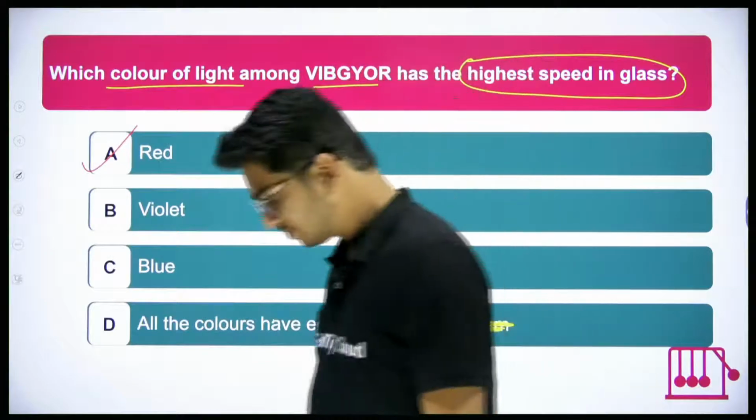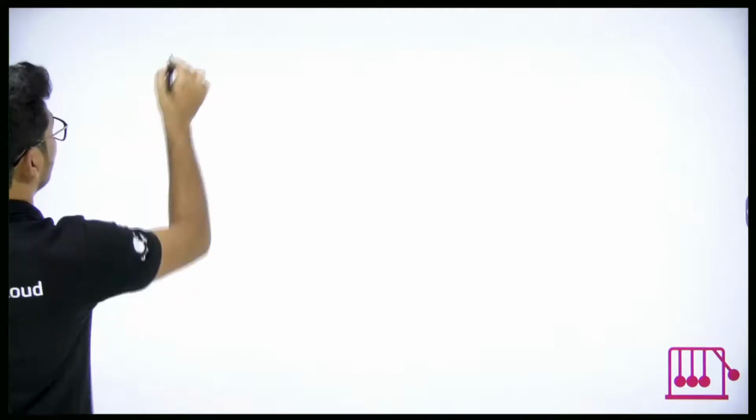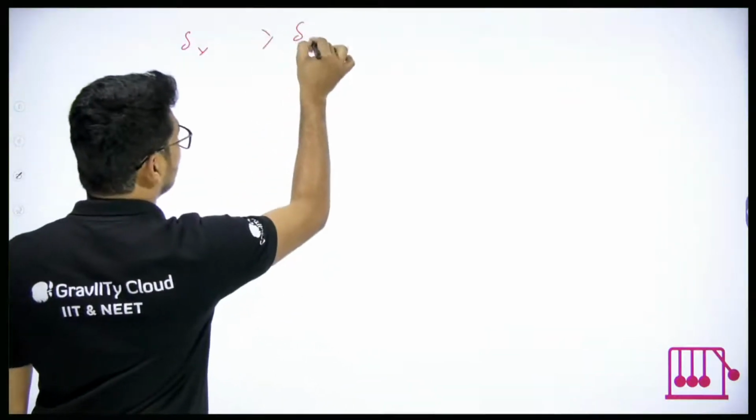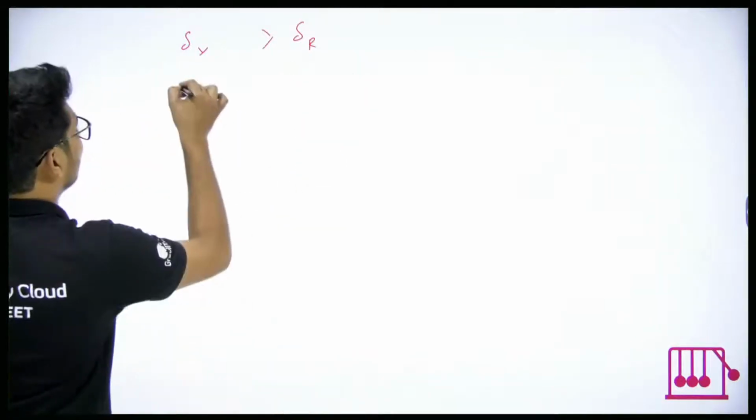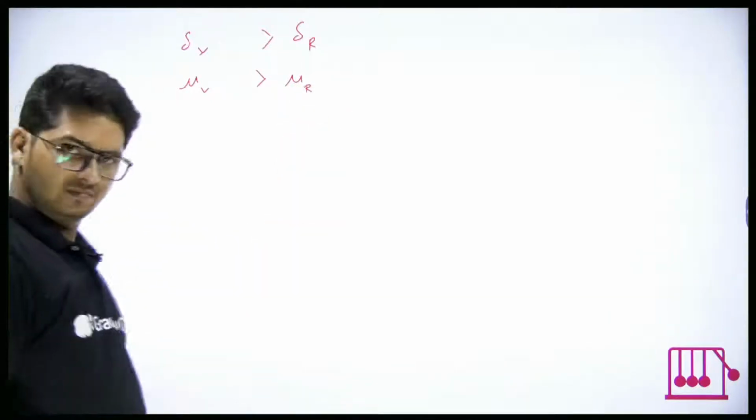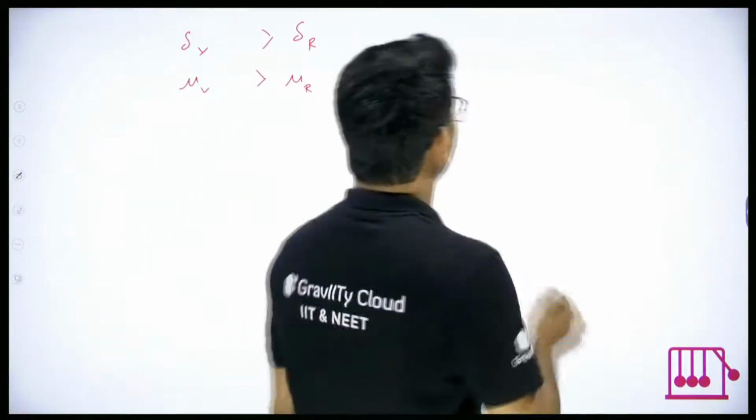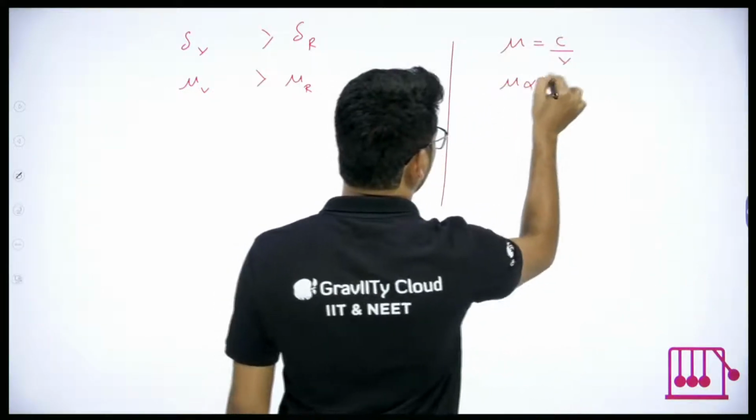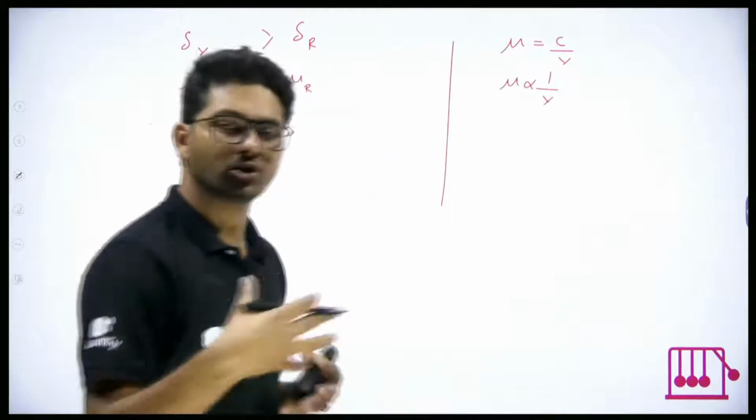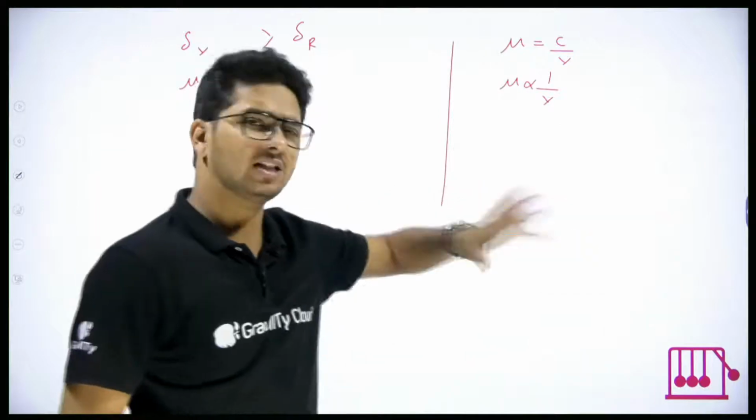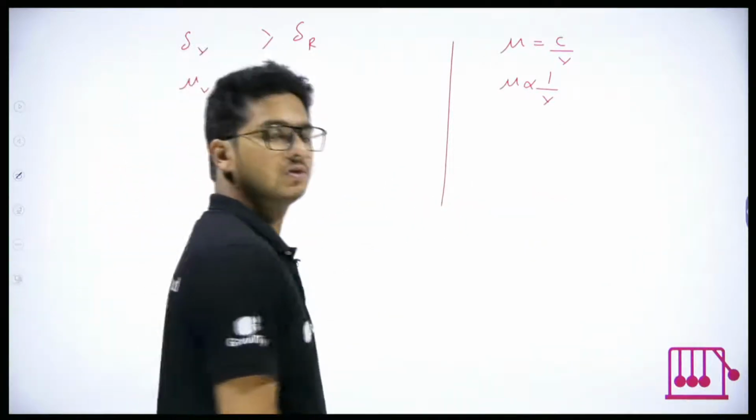See here. The information that we know until now is the deviation of violet light is greater than deviation of red light. Then the refractive index of violet is greater than refractive index of red. These are the 2 points that we understood. But we know that refractive index is equal to C by V. That means refractive index is inversely proportional to V, speed. Refractive index in the numerator, speed in the denominator. That means they are inversely proportional.